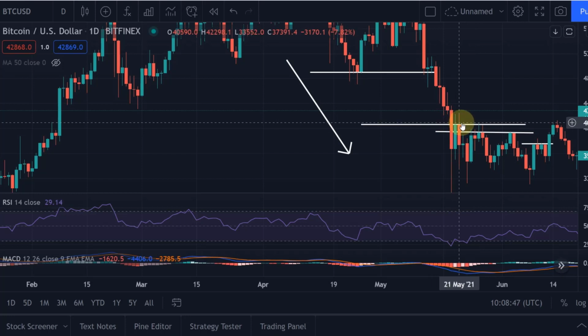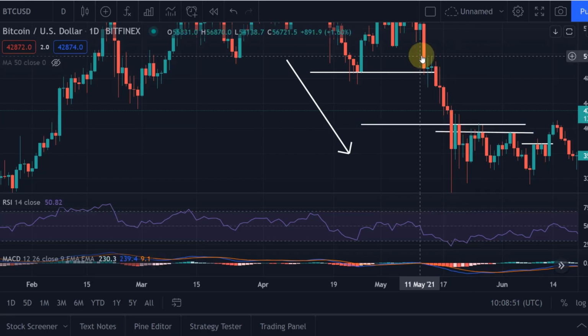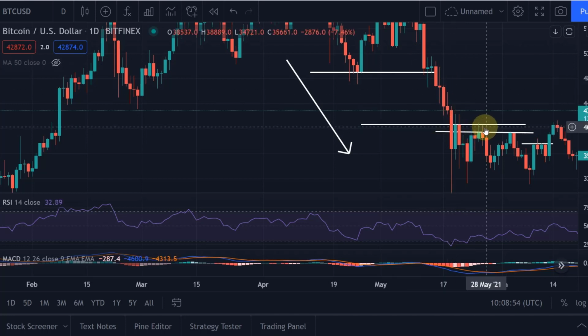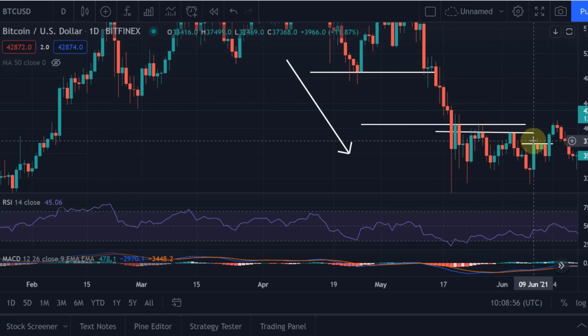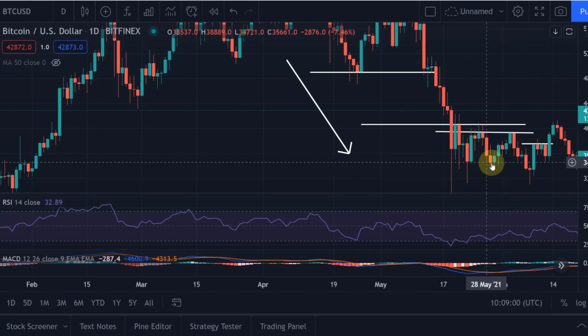You've got one low here, one high here, so make a lower high from there, another lower high, here's another lower high, and there's another lower high. So you still make lower highs, you also make lower lows.